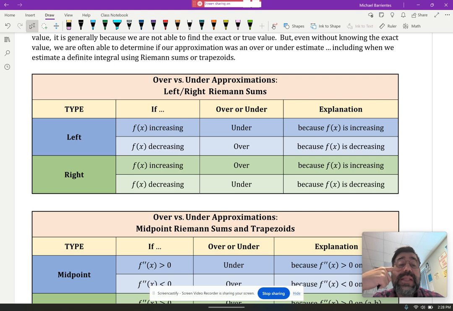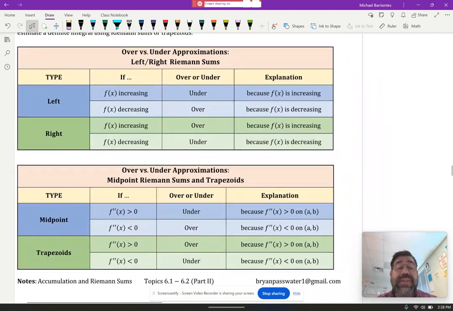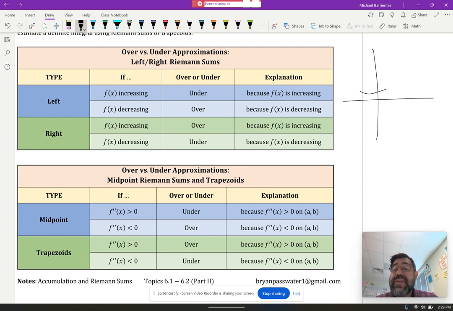And for that, we can think about how to analyze whether or not we have one or the other. And so the tables that you're given here are really just telling you how you can tell whether the approximation that you're getting, if it's a left or a right rectangle, is it going to be an over approximation or an under approximation? And if I just draw a picture here to help us visualize, let's say I have a curve that's increasing. So that would be this situation and this situation, right?